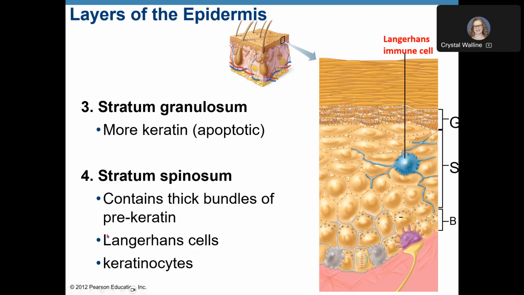Okay. We also find keratinocytes within the stratum spinosum, and those are the cells in particular that are making our pre-keratin. Fun fact, keratinocytes are also the cells that get infected with HPV, the human papillomavirus, that can result in warts.